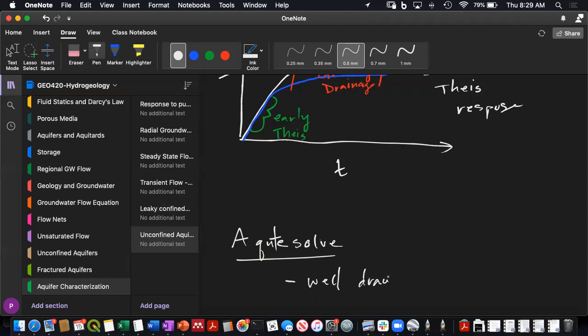And this is a well drawdown interpretation software. It will do the Theis curve matching that we're about to do. But you could also say, hey, I think I've got a leaky confined aquifer, and you'll have to put some more parameters in there, but it'll do that too.